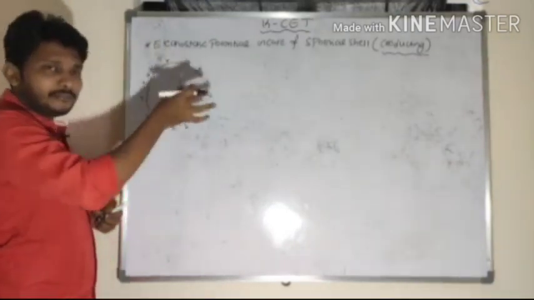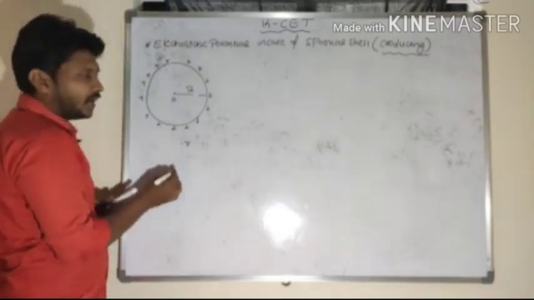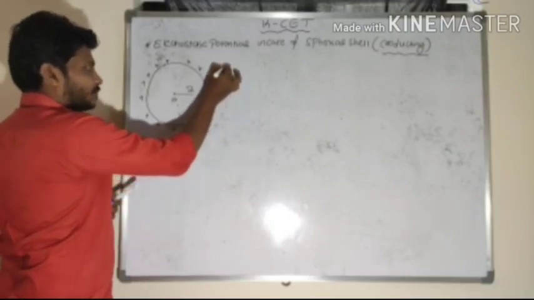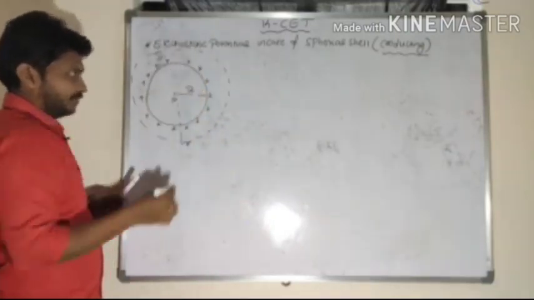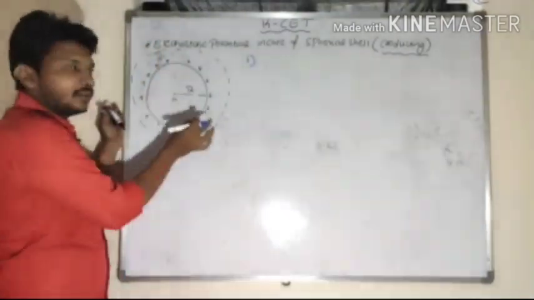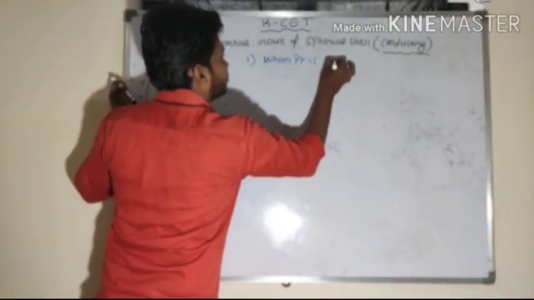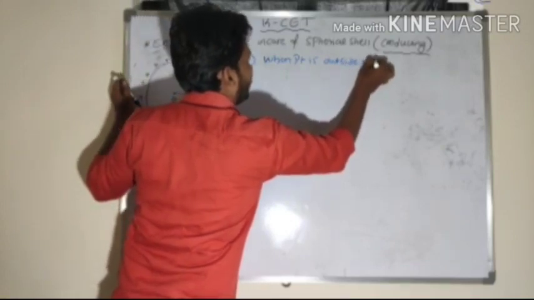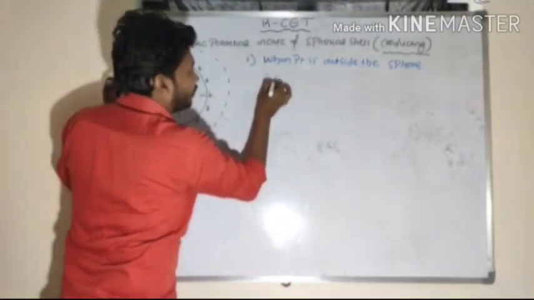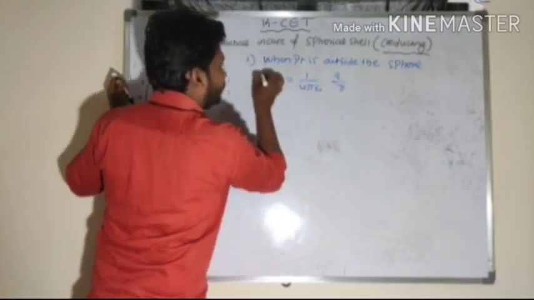Let R be the radius of the hollow sphere. Then I will choose the point of observation. Let the point of observation be at a point outside the sphere here. If the point of observation is outside the sphere, then what about the equation for the potential? When the point is outside the sphere, what about the potential here? V is equal to 1 by 4 pi epsilon naught Q by R.